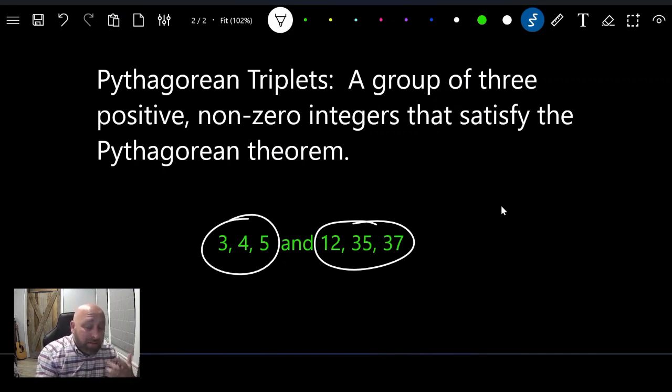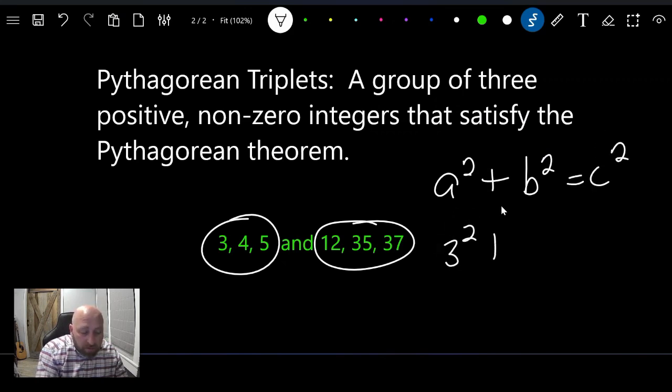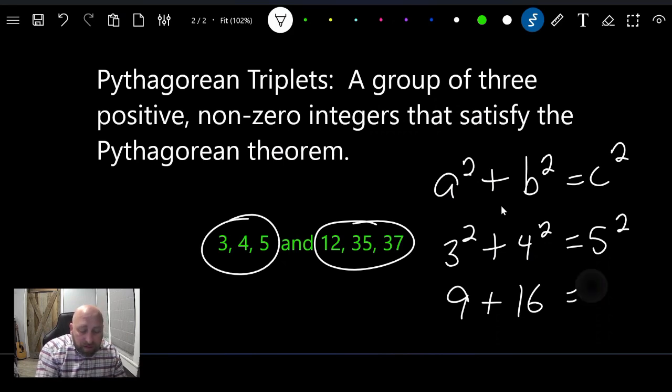It's all positive integers. So we could say that 3 is a squared, and 4 is our b squared, and 5 is our c squared. So we'll say 3 squared plus 4 squared equals 5 squared. And let's try it. So 3 squared is 9 plus 4 squared is 16 equals 5 squared is 25. Is that true?